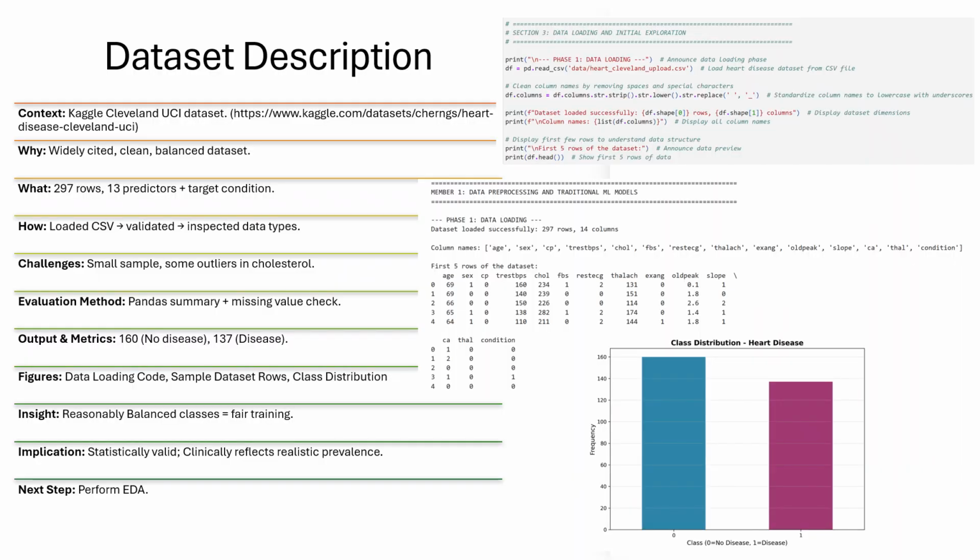We use the Cleveland Heart Disease dataset from Kaggle, which contains 297 patient records, 13 clinical predictors, and a target condition. After loading the CSV, we validated column names and inspected data types. The dataset is nearly balanced with 160 no disease and 137 disease cases, making it statistically valid for classification. As shown in the preview and the class distribution figure, this balance reduces bias and supports fair model training.